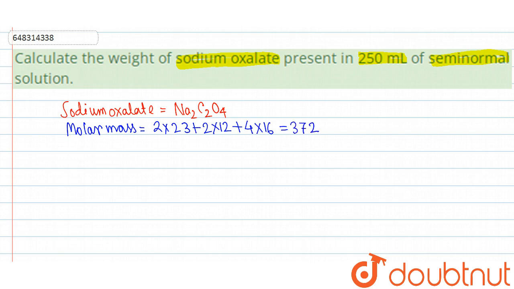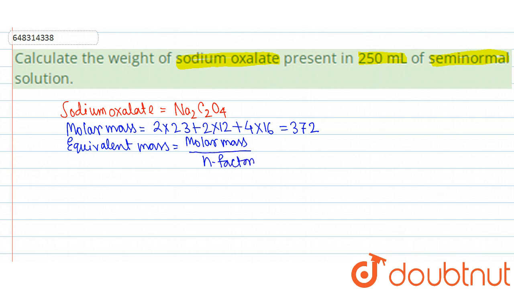Okay, so now it is said that it is a semi-normal solution. So we have to calculate the normality, and hence we have to calculate the equivalent mass of sodium oxalate. So what will be the equivalent mass? We know equivalent mass has the formula molar mass by n factor.